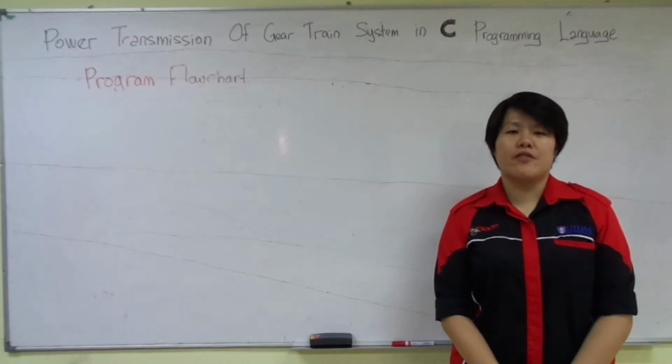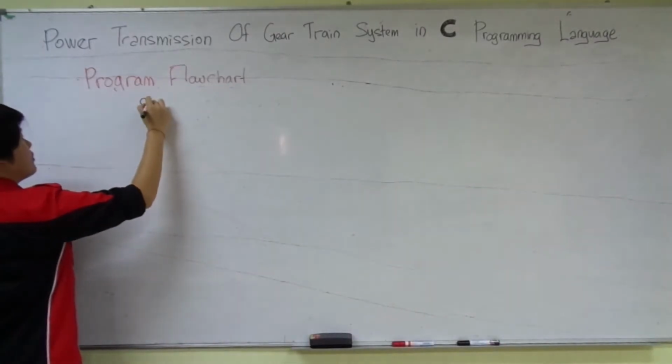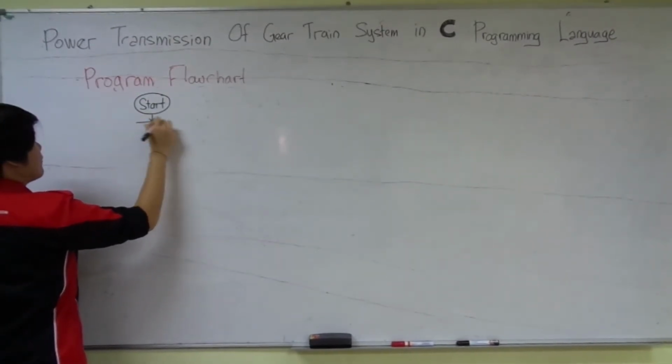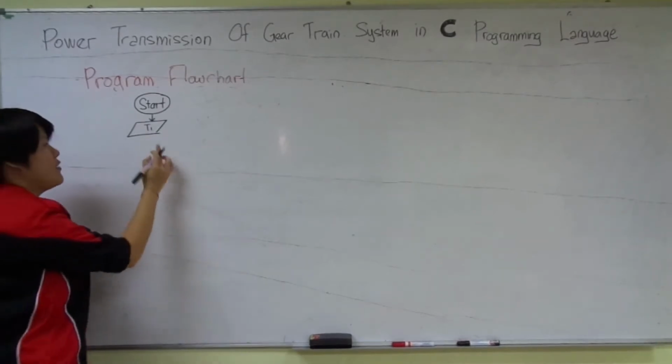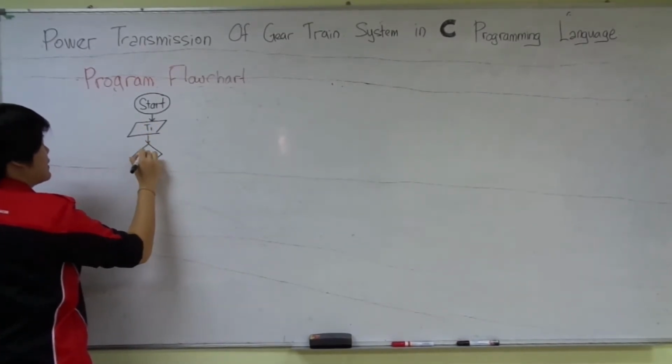Now I will present the flowchart for the program to solve the gear train system problem. First of all, we will start the program. Next, we will require input of T1, where T1 stands for the number of teeth in gear number 1. And then the system will run a cross-check for T1, whether T1 is more than or less than 0.